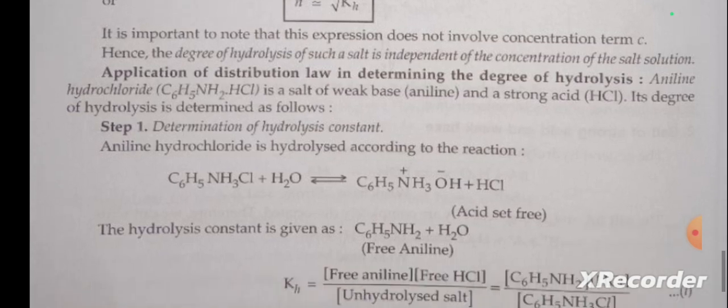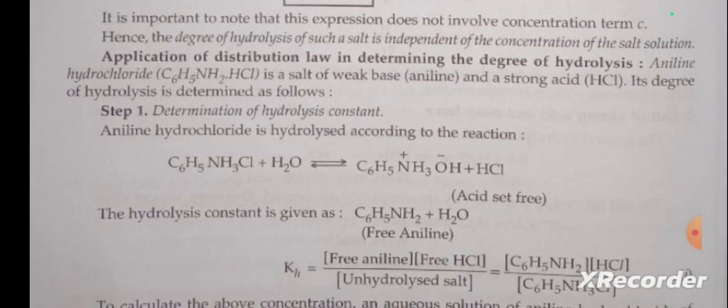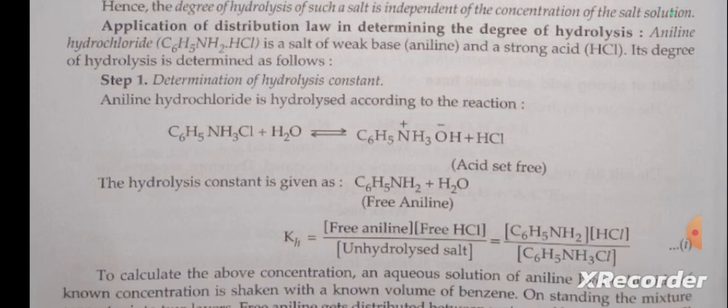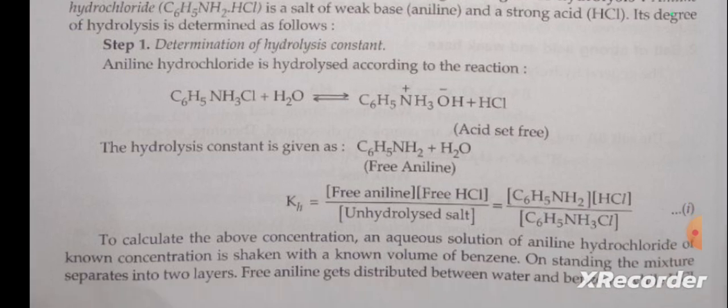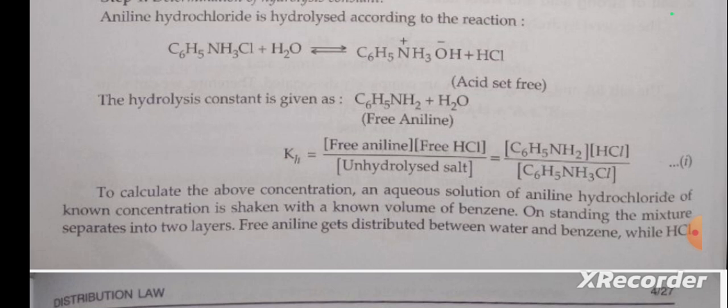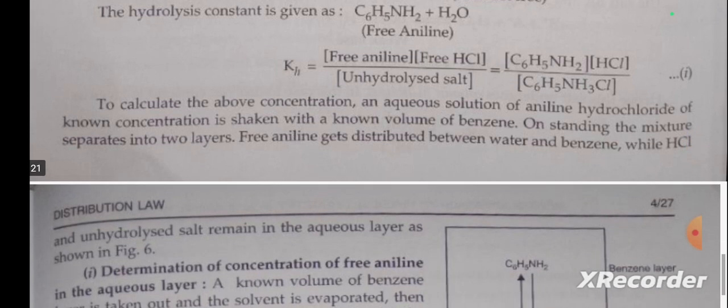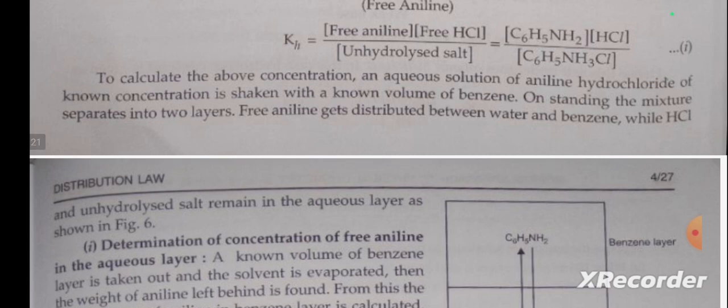Application of distribution law in determining the degree of hydrolysis. Aniline hydrochloride is a salt of a weak base and a strong acid. Its degree of hydrolysis is determined as follows. Determination of hydrolysis constant. Aniline hydrochloride is hydrolyzed according to the reaction C6H5NH2·HCl + H2O ⇌ free aniline + HCl. The hydrolysis constant is given by Kh = [free aniline][free HCl]/[unhydrolyzed salt].